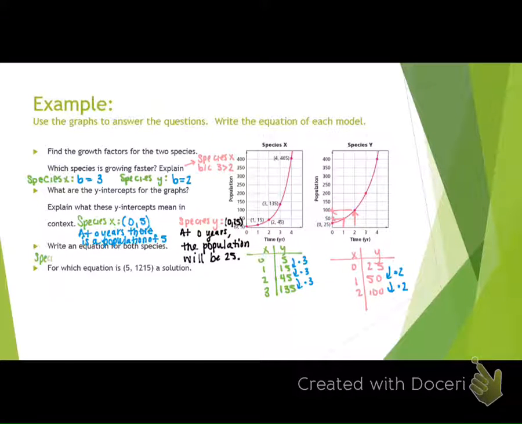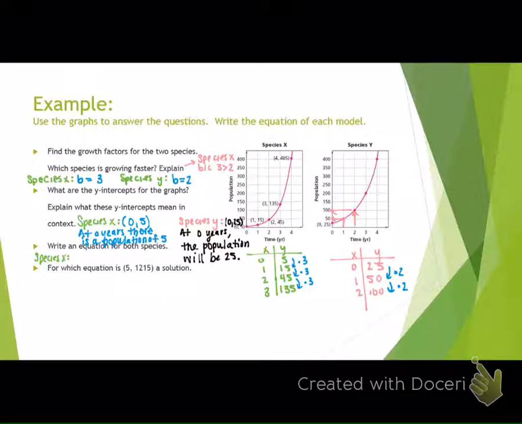Hannah, what's my equation for species X? Y equals 5 times 3 to the x. Y equals the y-intercept of 5, our growth factor of 3 to the x power. Very good.